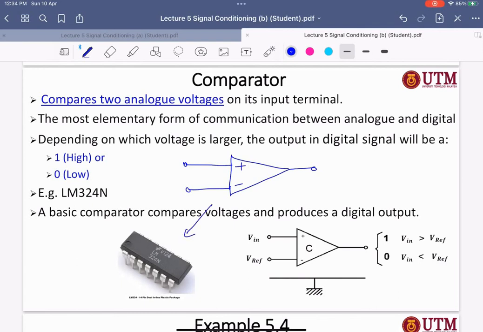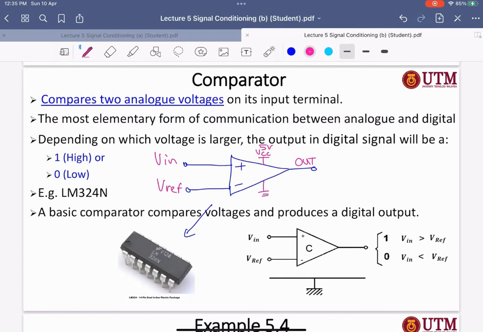What it has is the V in, and also this is our V reference that we set, right? And the comparator also needs a supply voltage, right? So for example, sometimes the symbol is written VCC, or VDD. So for example, you set it to 5 volt. Okay, all right. Then the output will be in terms of a digital value.